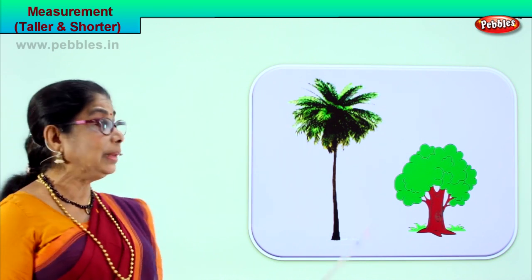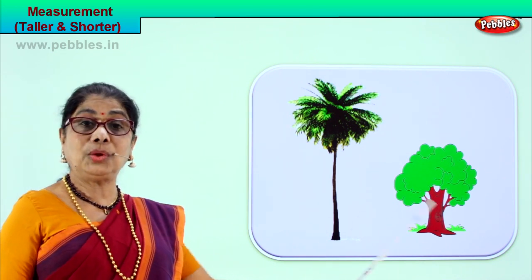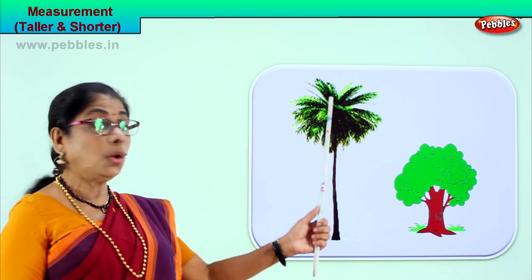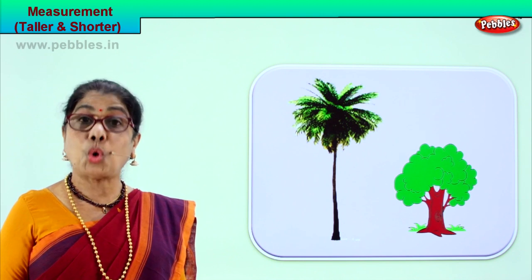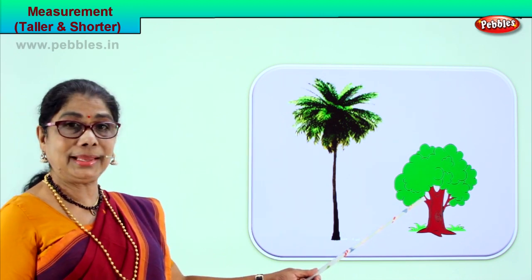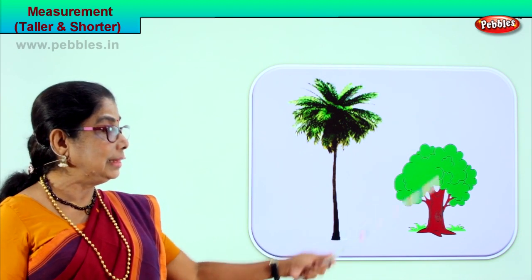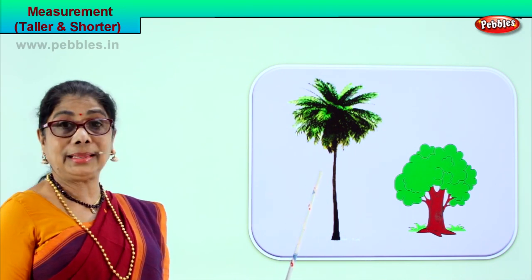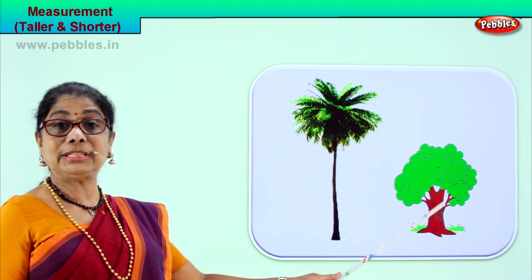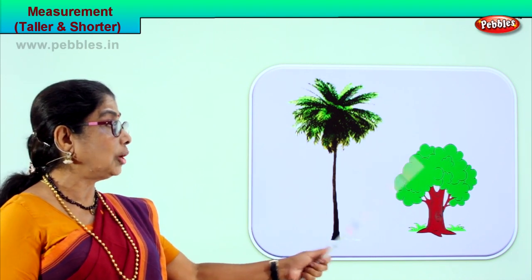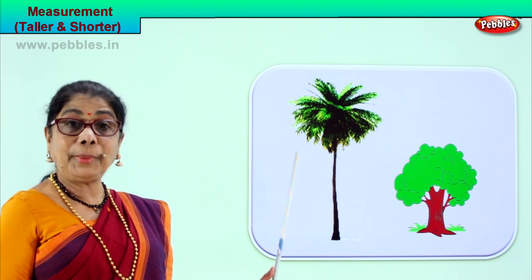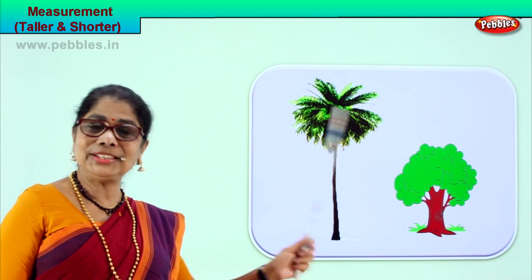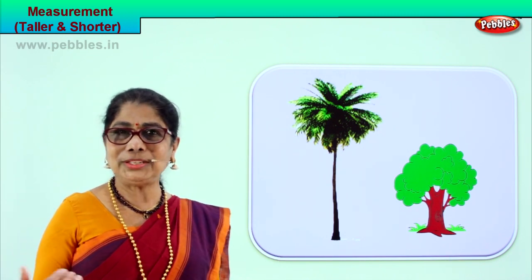Yes? So, we will say in this picture, we have two trees, 1 and 2. This tree, this coconut tree or this palm tree is taller than this tree. Or you say, this tree is shorter than this tree. Suppose this is the mango tree, then we say the mango tree is shorter than the palm tree. The palm tree is taller than the mango tree. Taller, shorter. Good. Now you know what is taller, shorter?